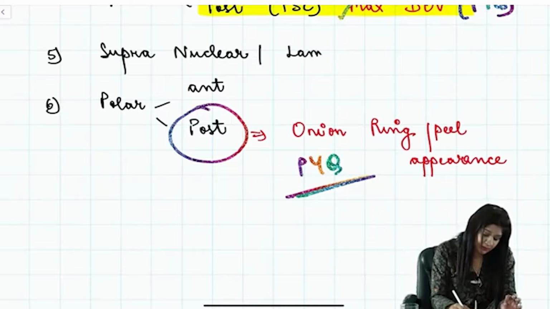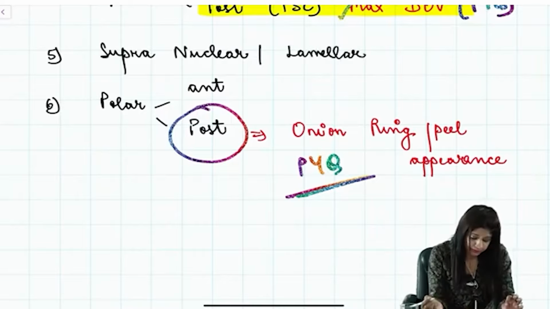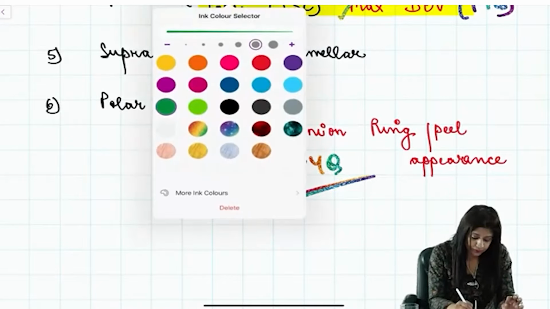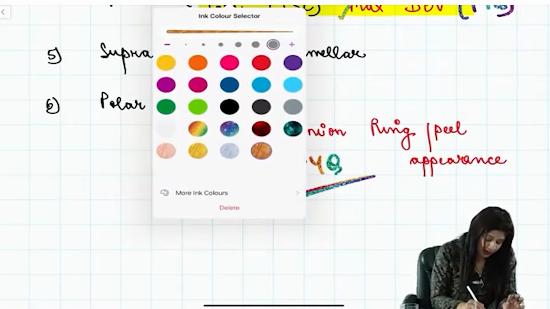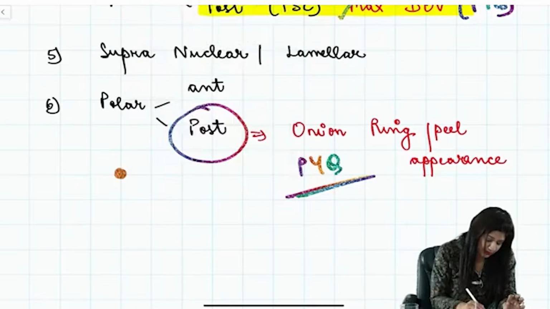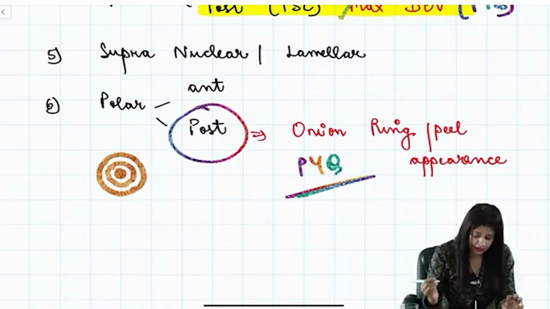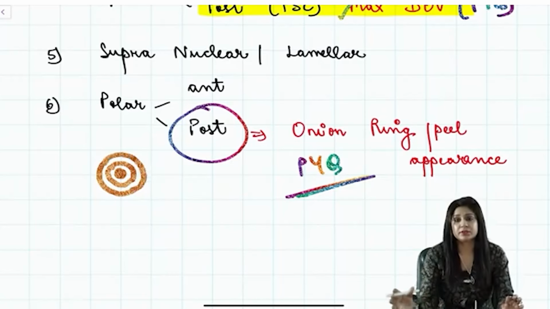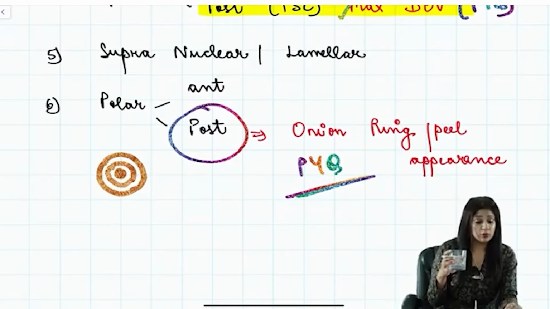Supranuclear can also be called lamellar. And it has a ring like appearance, something like this. We have so many rings in this. If this kind of cataract is appearing, then this is the onion ring appearance. You can also say onion peel, onion ring.